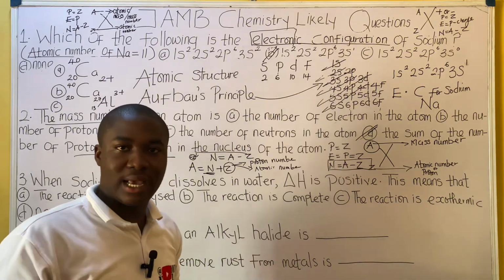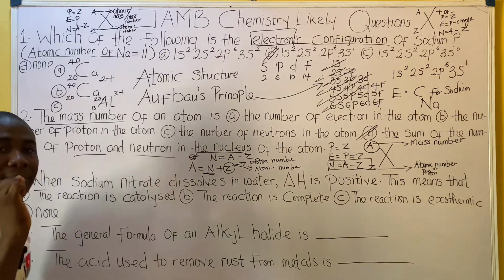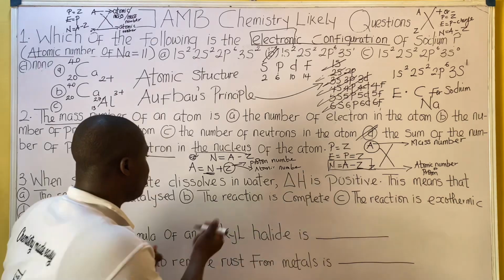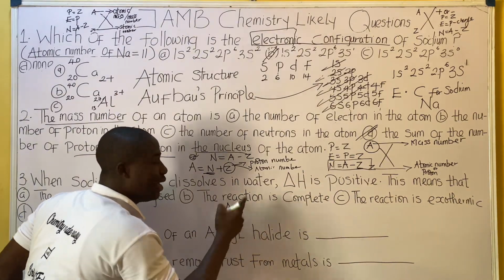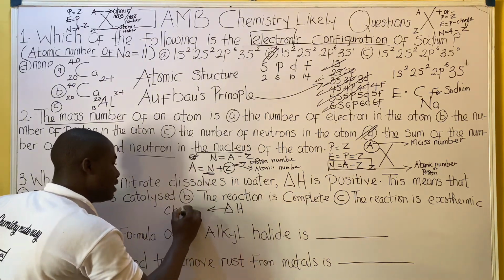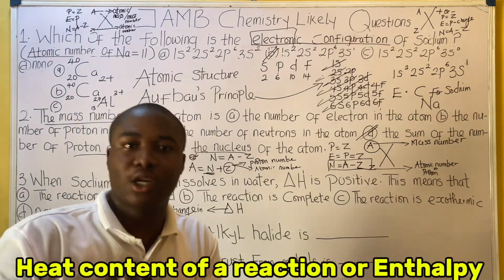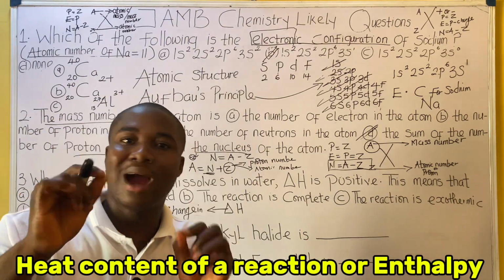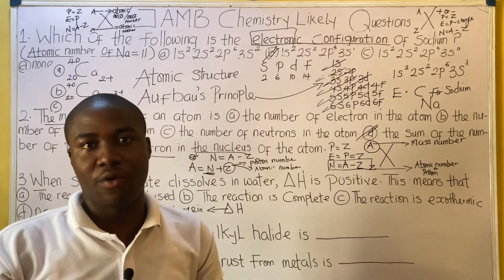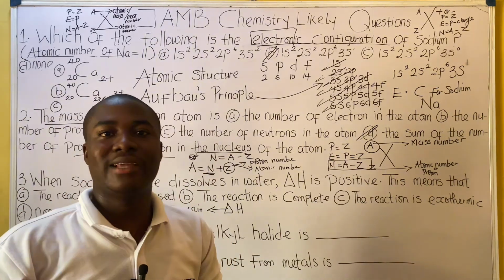So let's get into the next practice question, which is question number 3, and it says, when sodium nitrate dissolves in water, delta H. Anything that looks like this in science means change. So it is simply change in H. And what is that H? H is called the heat content of a reaction, or we can call it by one term, enthalpy. So delta H is just the change in the heat content of a reaction.